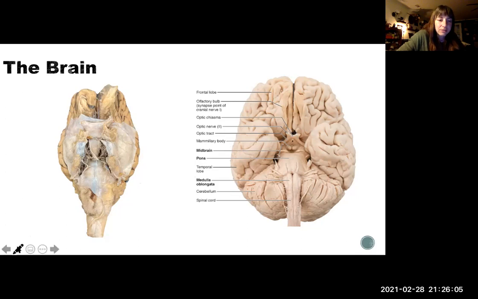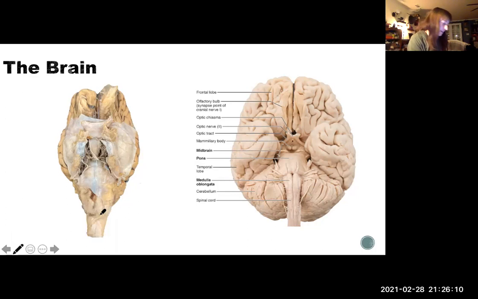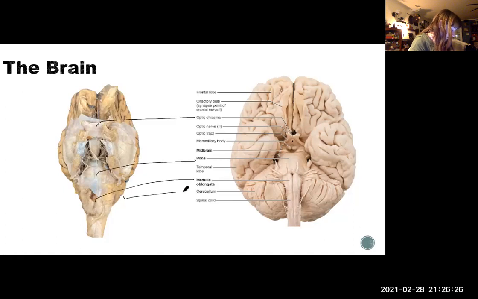So actually, let me complete this picture for us here, right? So the optic chiasma is here, the pons is here, the medulla oblongata is here, the cerebellum is back there, spinal cord there. The midbrain, we can kind of see, but of course it's going to be underneath this little connective tissue membrane that hasn't been dissected away from this particular specimen.